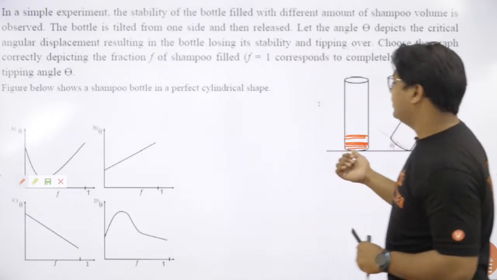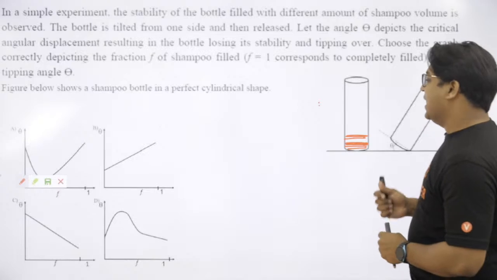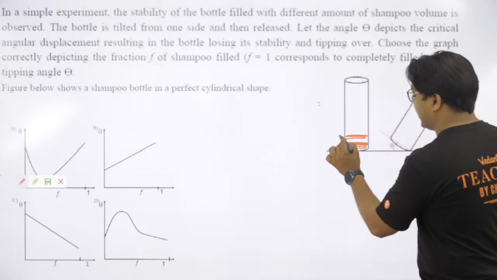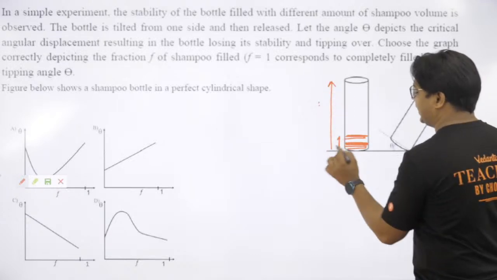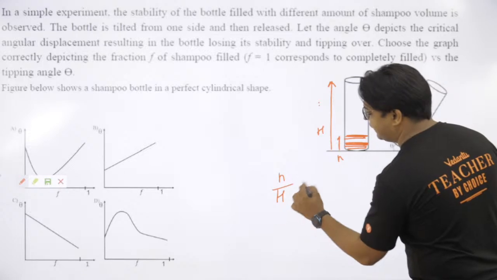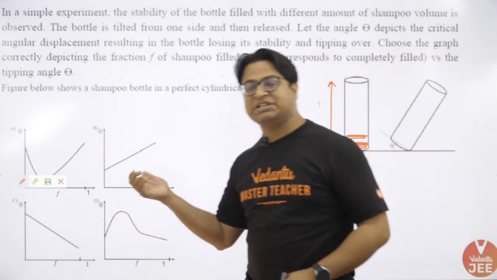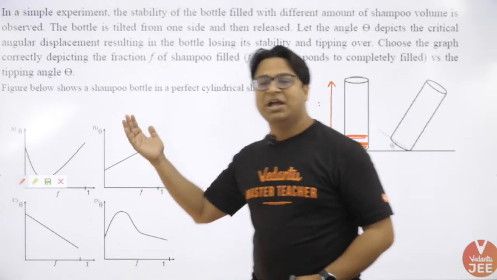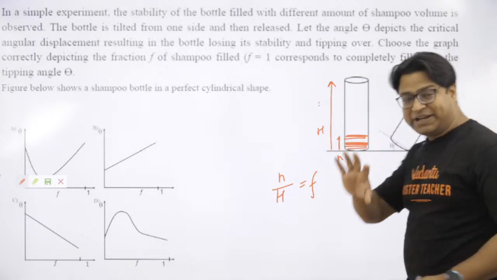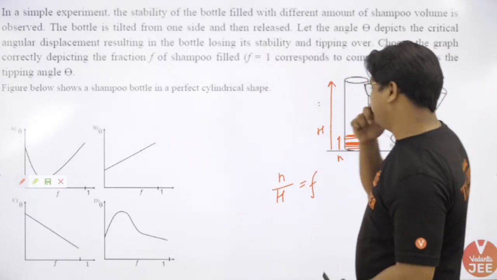So we are noting down that angle in every repetition, and then we have to pick the graph. The height of the liquid divided by the total height, we are calling this F. So this ratio is F, and we want to make a graph of theta versus F, where theta is the angle at which the bottle becomes unstable and falls down. All right. So looks like an interesting question. Looks like a very good situation actually to think about.